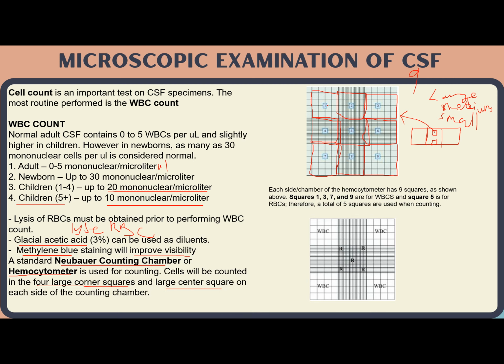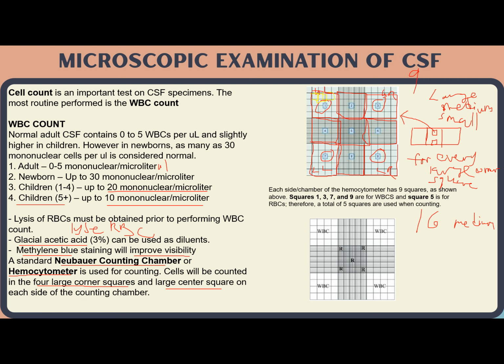Now what you would be counting, class, are the four large corner squares. When you say four large corner squares for WBC count, it is 1, 3, 7, and 9. Please remember, for every large corner, the upper left, upper right, lower left, lower right, there would be 16 medium squares. Where are these 16 medium squares? If you take a look, class, these are your 16 medium squares.